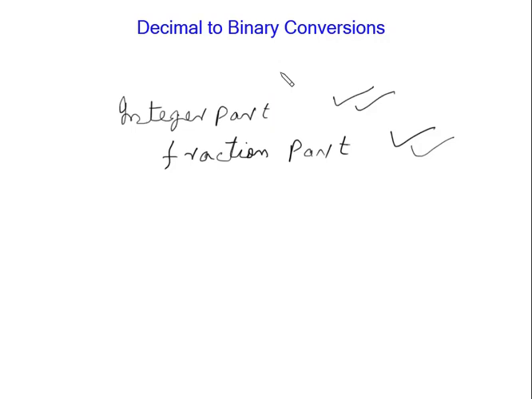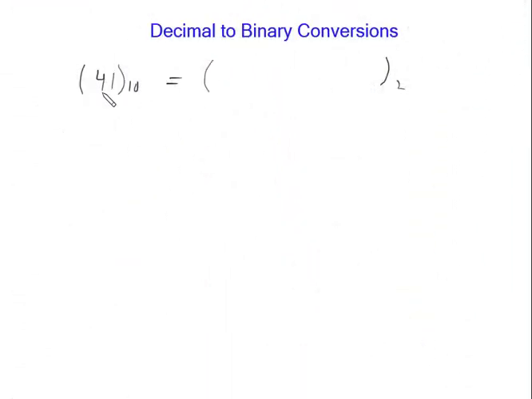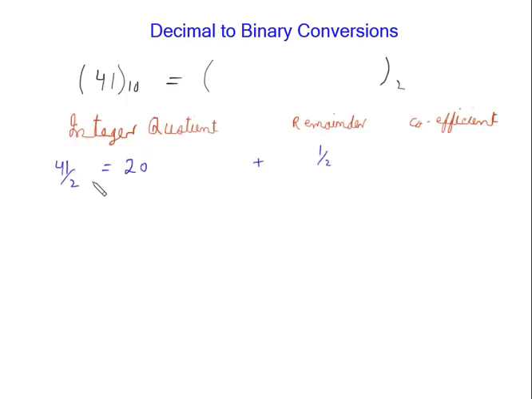So let's jump into an example. Let's take our first example: we have to convert decimal 41 to binary. First, 41 is divided by 2 to give an integer quotient of 20 and a remainder of 1. The quotient 20 is again divided by 2. In this case 10 will be our integer quotient and the remainder will be 0.